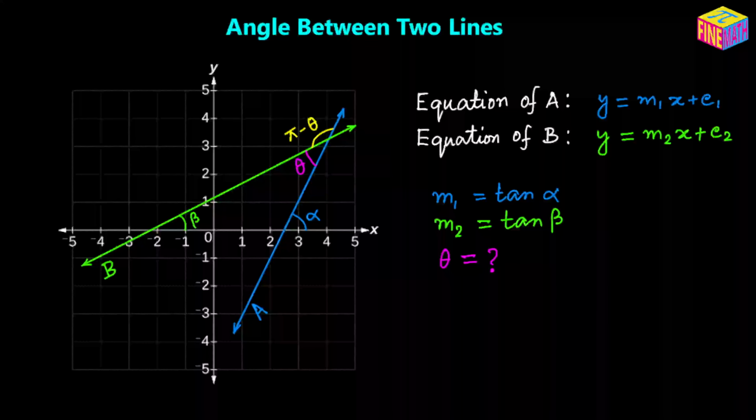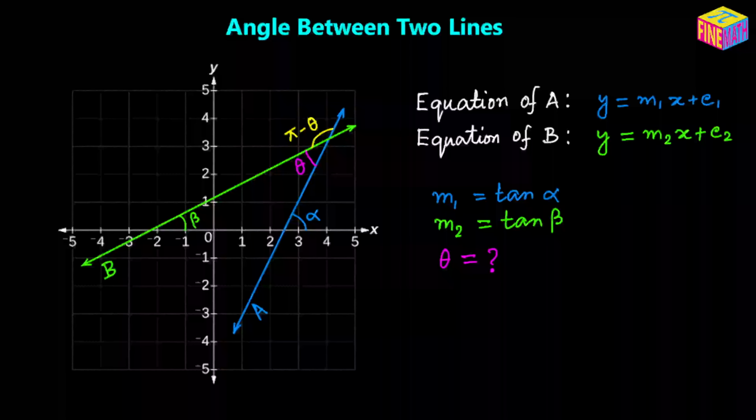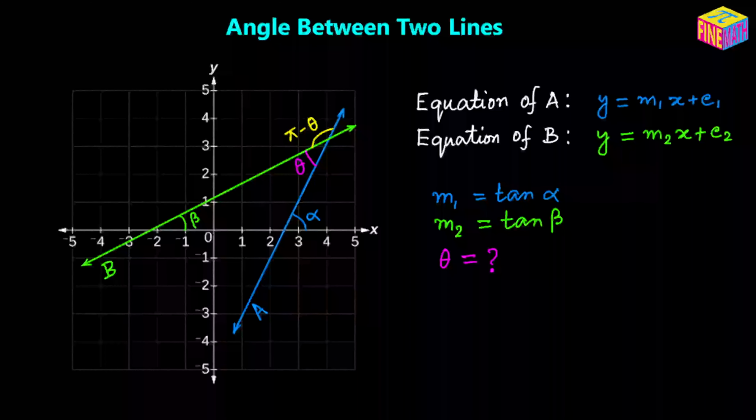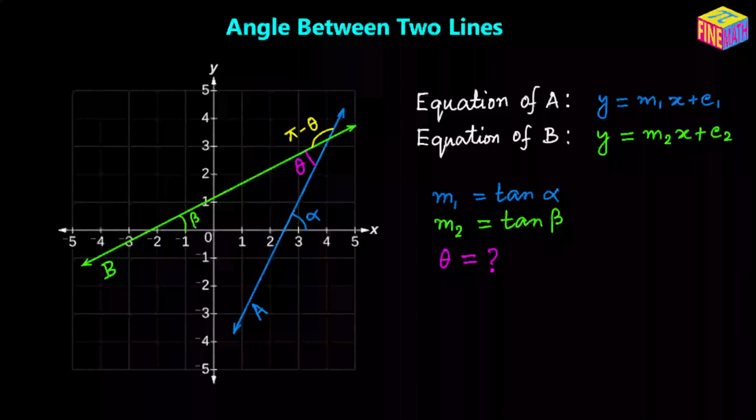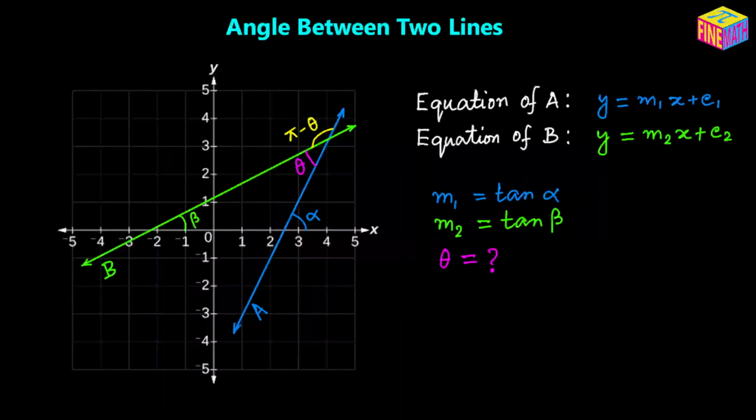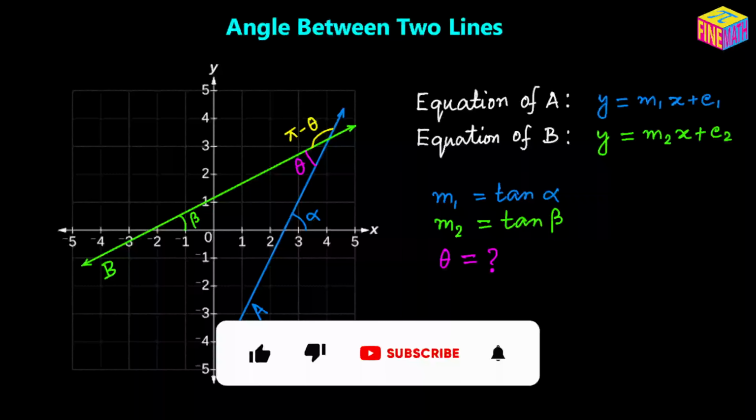Hi everyone. In this video we are going to discuss how to find the angle between two straight lines. If we know the slopes of those straight lines, or if we know the equations of those straight lines, then we should be able to find the angle between those two straight lines, assuming that the straight lines intersect each other at some point, right?